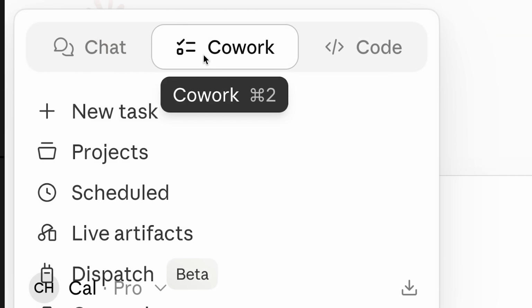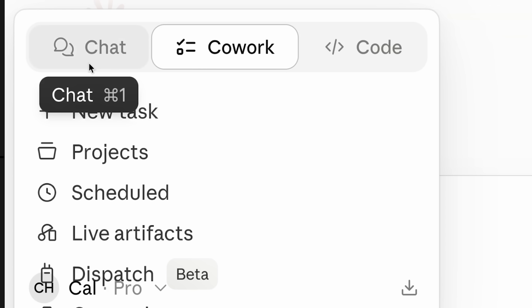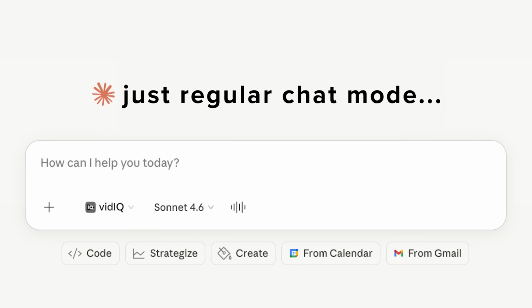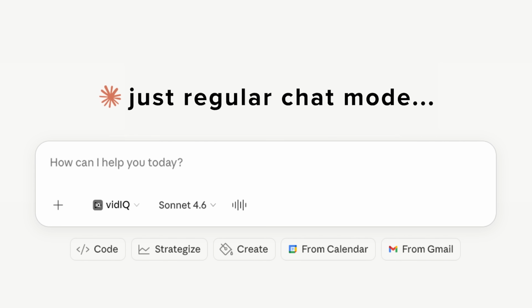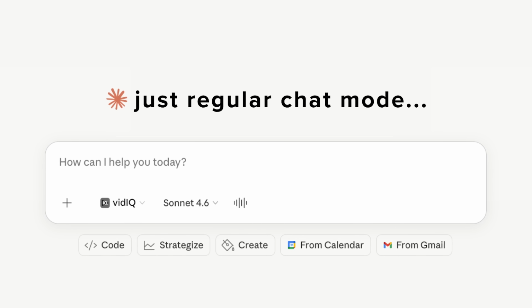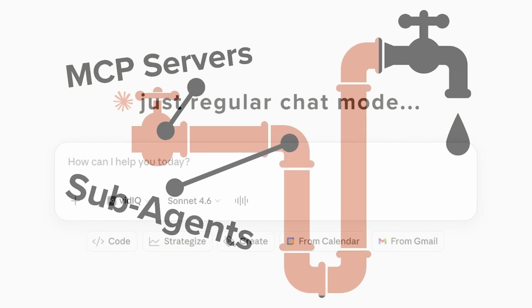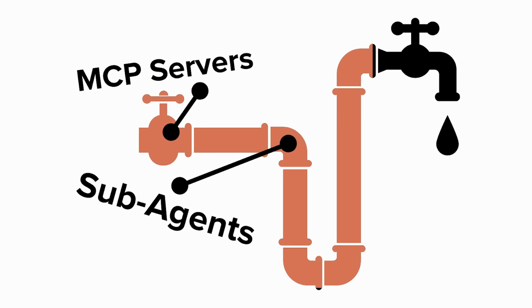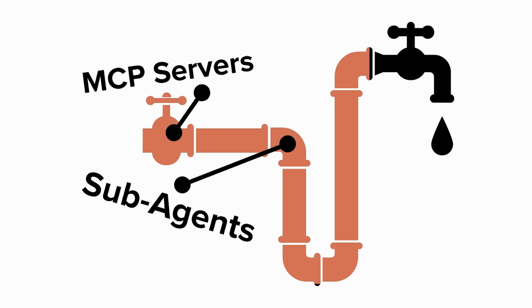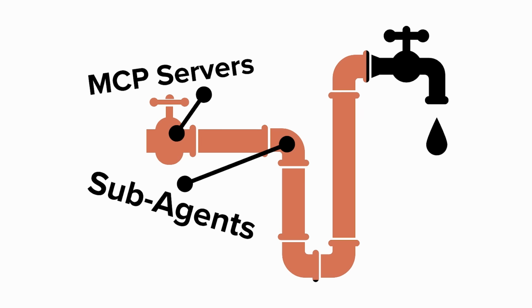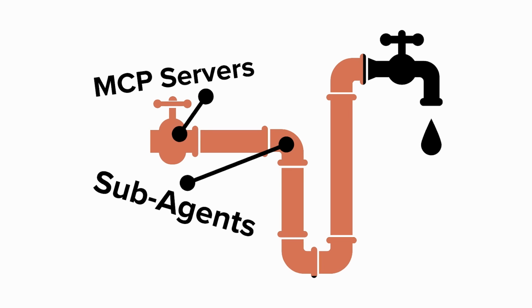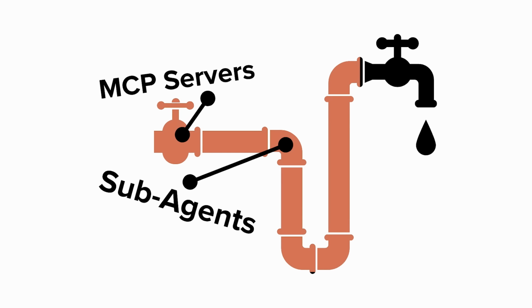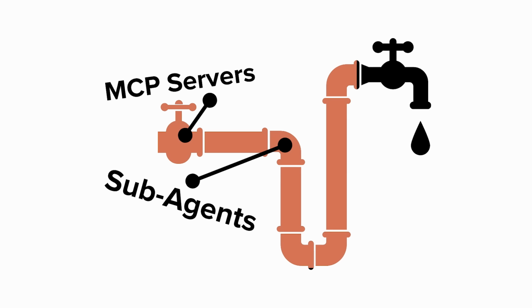And it's the reason people download Cowork, open it, and then just keep using regular chat mode because they don't know what to do with the rest of it. And yes, you're going to hear words like MCP servers and subagents. Don't let that stop you. That's just the plumbing. You don't need to understand the plumbing to turn on the faucet.